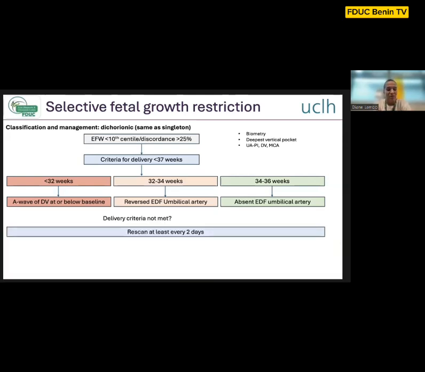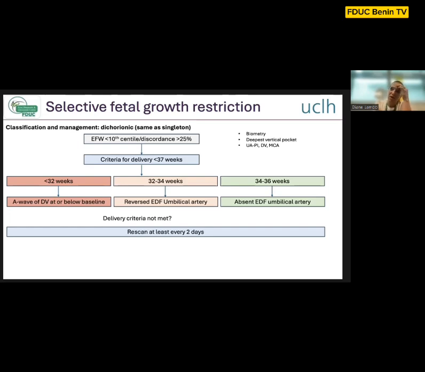So if the delivery criteria is not met, but you have Doppler abnormalities in a dichorionic pregnancy where there is selective growth restriction, then the duration at which you need to be scanning these pregnancies is much more frequent, and we tend to recommend alternate days rather than every 2 weeks as previously shown. Now, obviously, like I said, there's going to be some flexibility from one unit to the next, but I guess the bottom line here that we really want to emphasize is that if you have a growth-restricted fetus in a dichorionic pregnancy and you have Doppler abnormalities, then they need to be closely observed.